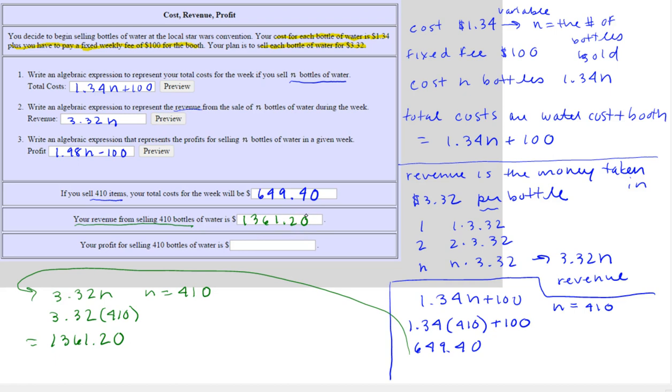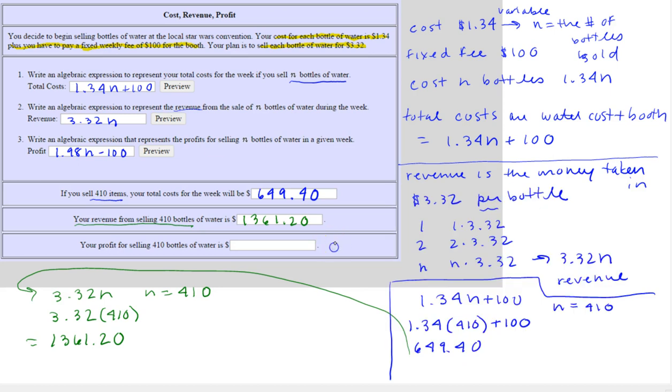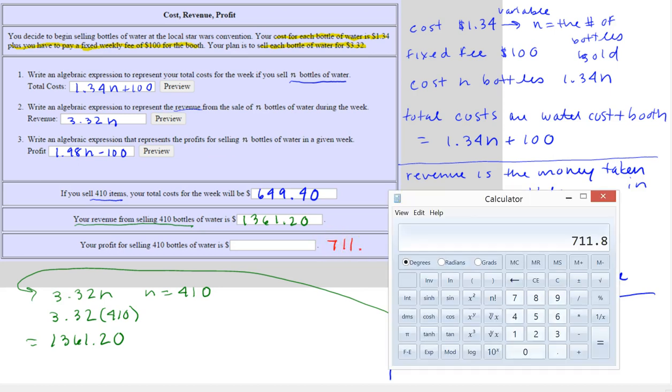And now we're asked to find the profit for selling 410 bottles. So notice, we know the revenue, we know the total cost. We can just subtract these to find the profit. And let's do that first. I'm just going to subtract off 649.40, and it's 711.18. Is that 18 or 80? 80.